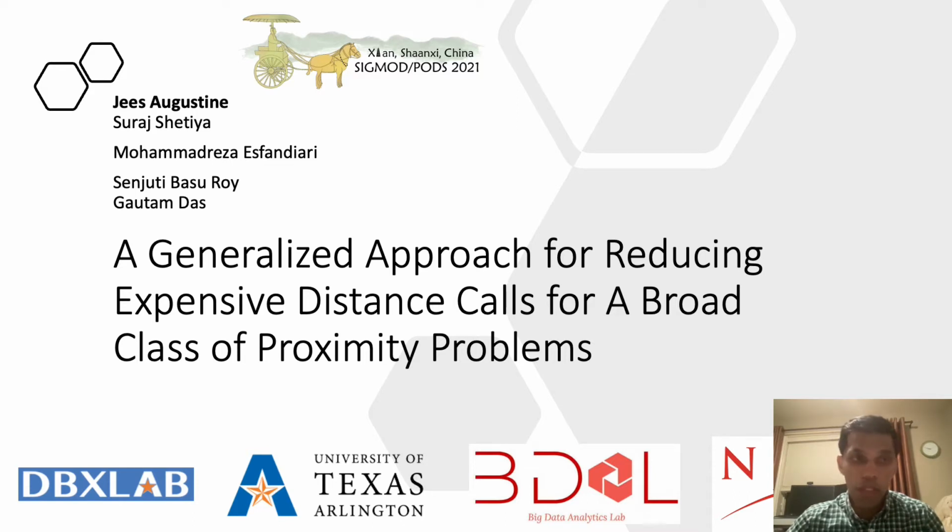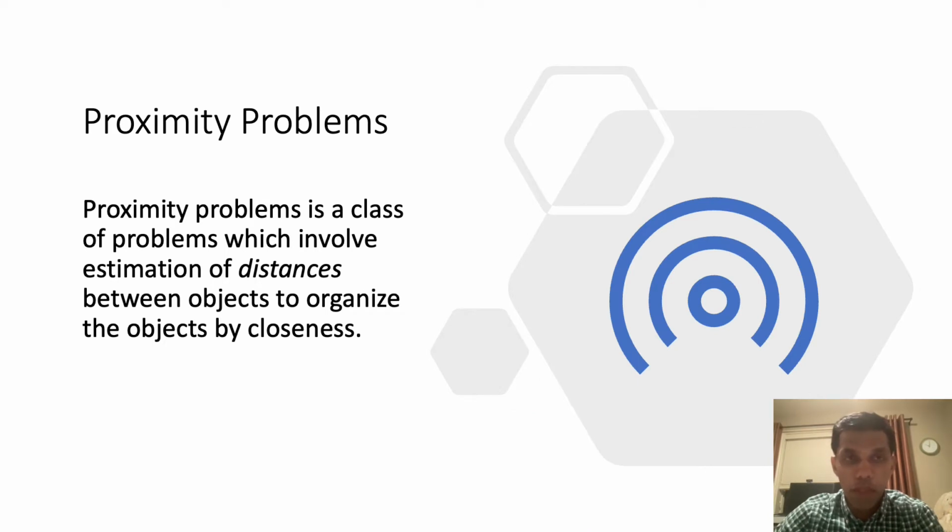The title for the talk is A Generalized Approach for Reducing Expensive Distance Calls for a Broad Class of Proximity Problems. Here we try to give you a very brief and broad overview of the proximity problems. Proximity problems is a class of problems which involve estimation of distances between objects to organize these objects based on their closeness or fartherness. One of the key aspects of these proximity problems is their notion of distances.